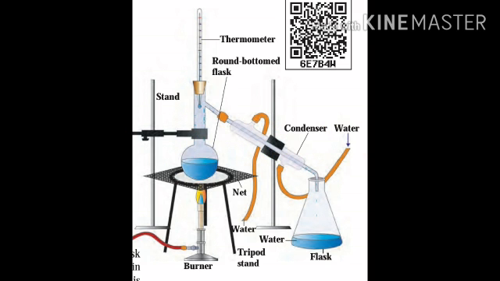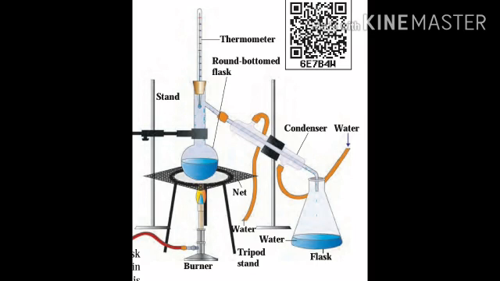Method of distillation. Take some salt water in a round bottom flask. Arrange the apparatus as shown in the figure. Start heating the liquid in the flask placed on the wire gauze. Observe the conical flask. Slowly droplets of water start falling into it. The salt water in the round bottom flask boils on heating. The water in it vaporizes.